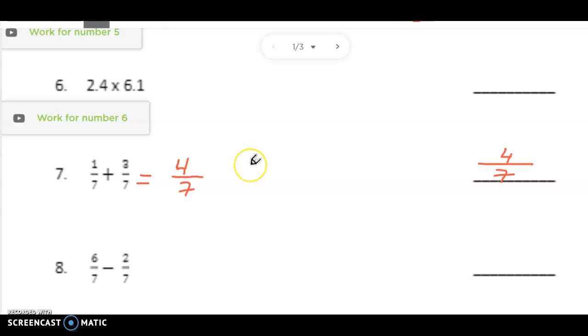4/7. Now I can't simplify 4/7 anymore because think about it, if I put 4 and 7 in a sled, there is nothing I can pull out of that except 1 because any numbers that go into 4 are 2 and 4. 1 goes into 4 and 1 goes into 7. That's the only thing I pull out. I'm stuck with 4/7. So you cannot simplify 4/7.